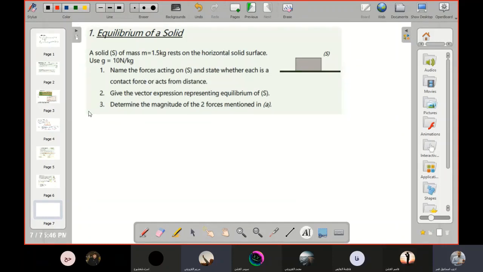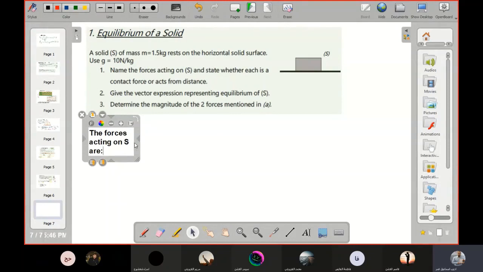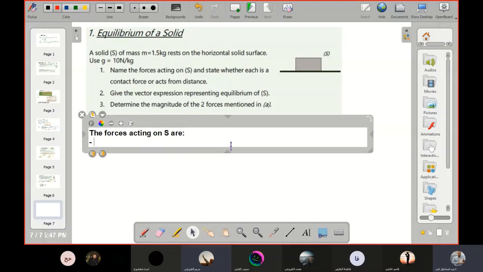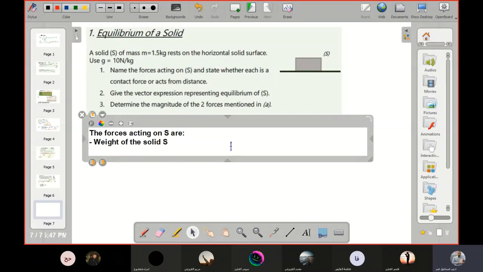Okay, the weight and the support. Notice how our answer should be structured. The forces acting on S are the weight, acting from a distance, and the reaction of the support, a contact force. The weight of the solid S, we write it as W. This weight, what did we say it is? Acting from a distance.